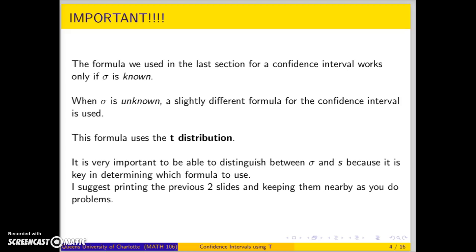But when sigma is unknown, then the formula is pretty much the same besides the distribution. We use the t distribution instead of z, and then the other difference is that we use s instead of sigma. And make sure you know the difference between sigma and s, because that is what is going to tell you which formula to use. So I'm not going to tell you on the homeworks or tests which formula to use. You will have to figure it out. So make sure you understand the difference.